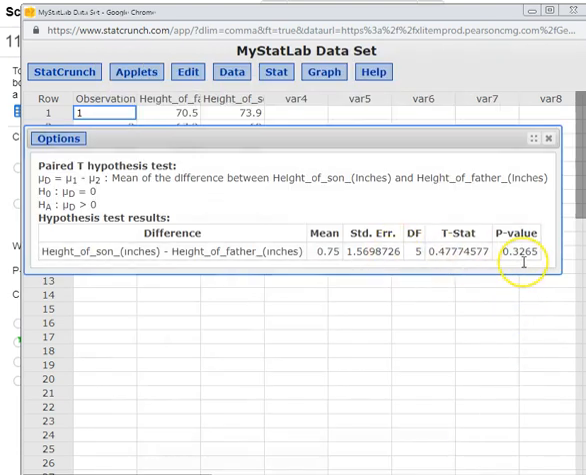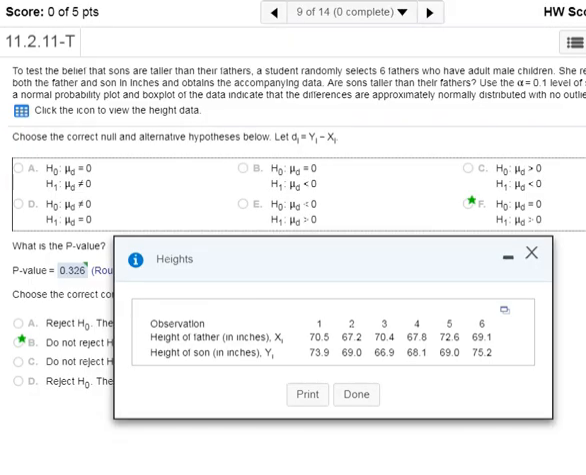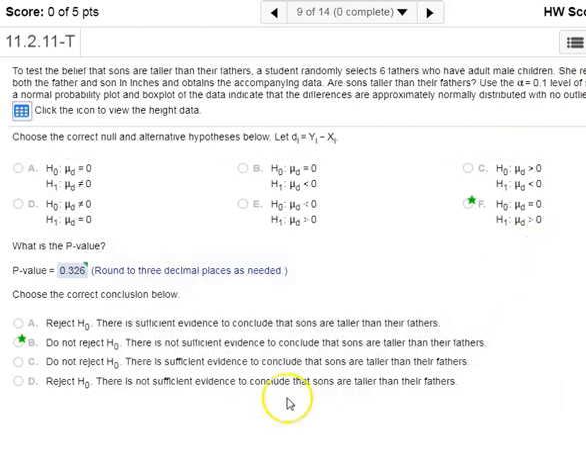So we do that and we get a p-value of 0.32, and that is going to be larger than our alpha of 0.1. Anytime p-value is larger than alpha, we do not reject the null hypothesis. There's not sufficient evidence to reject it and assume that the alternative is true.